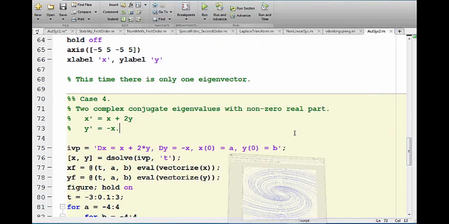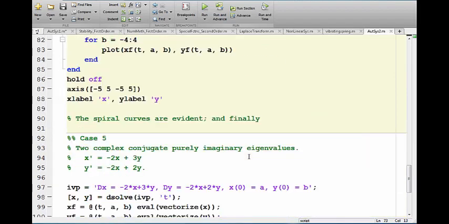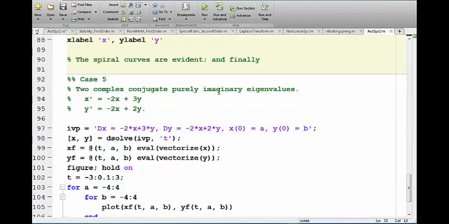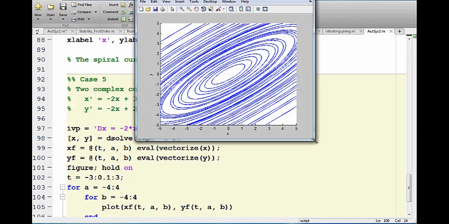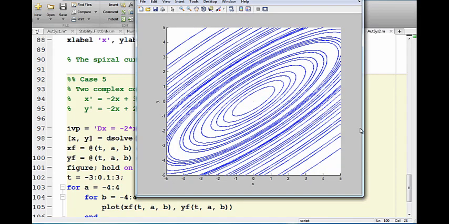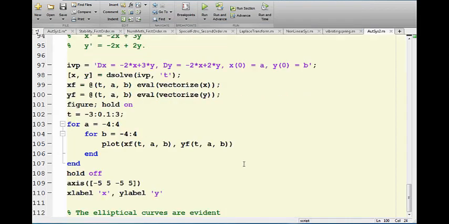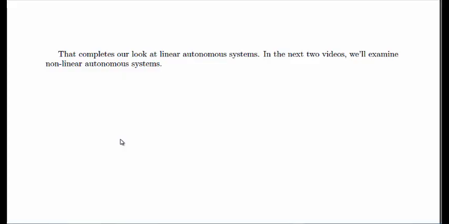And finally, the fifth case, purely imaginary eigenvalues. We should see circles or perhaps ellipses, as we do see here. As I say, the elliptical curves are evident. Well, that completes our look at linear autonomous systems. In the next two videos, we'll examine nonlinear autonomous systems.